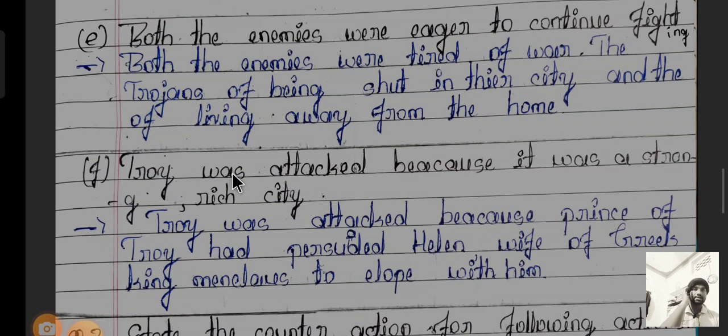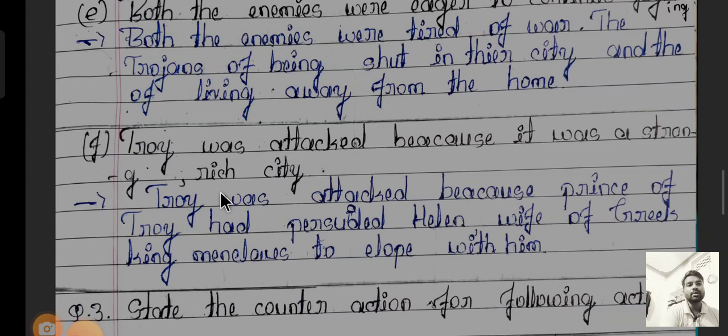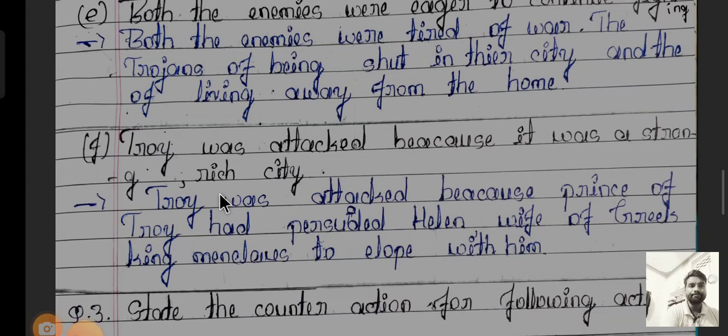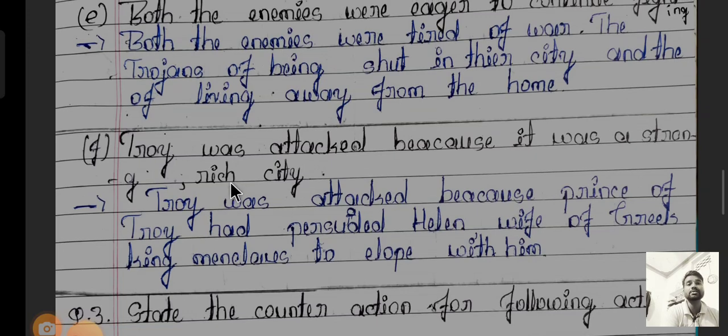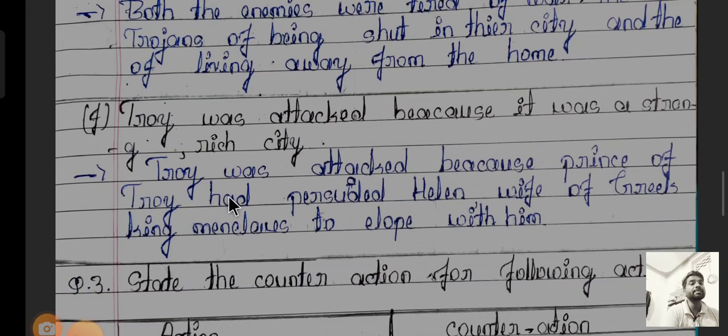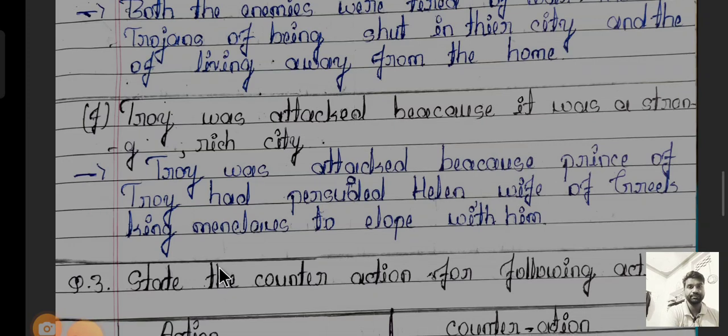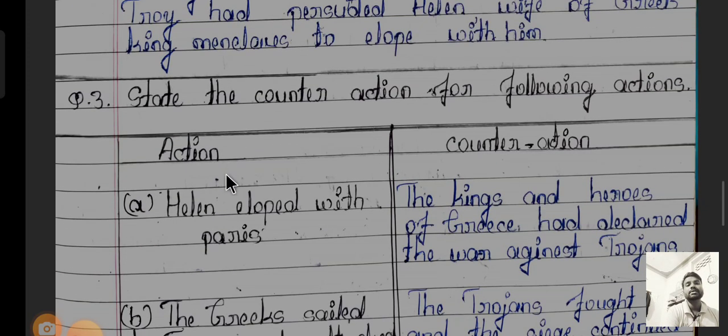Next, Troy, question number F. Okay, we will see now the question number F. Troy was attacked because it was a strong, rich city. Troy was attacked because the Prince of Troy had persuaded Helen, wife of the Greek king Menelaus, to elope with him. Question number 3. State the counteraction for the following actions.